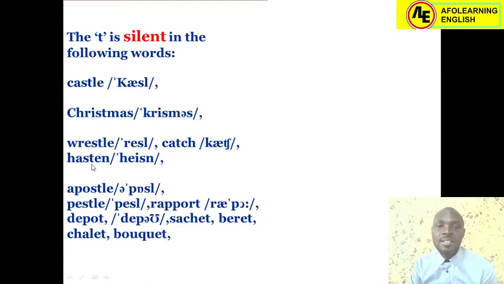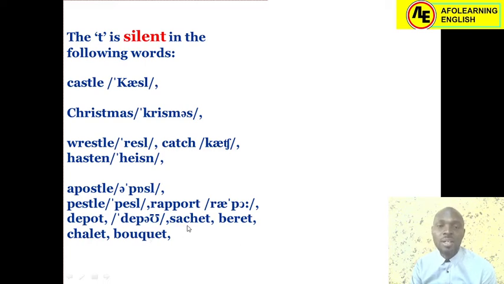catch, asin, apostle, pestle, rapport. And in the word rapport, the letter R and letter T are both not pronounced. They are silent. Then we have depot. Now, don't confuse this word with deport. They are two different words, with different meanings, different spellings, and different pronunciation. So this is depot. Then we have sachet, chalet, and bouquet.